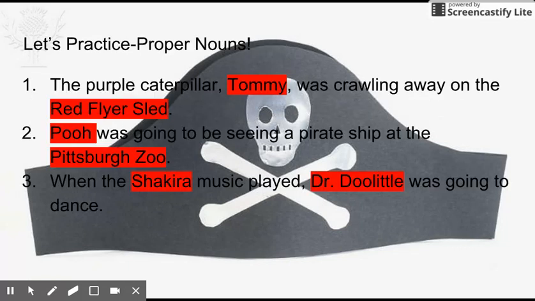All right, so if you notice here, all of the proper nouns, the ones with capitals, the ones that were naming something specific, are highlighted, like Tommy, which is the name of the caterpillar, or Red Flyer Sled, or Pooh, or not just any zoo, but the Pittsburgh Zoo.